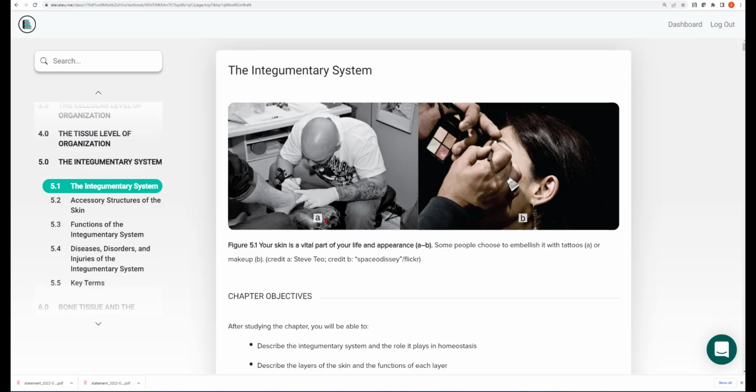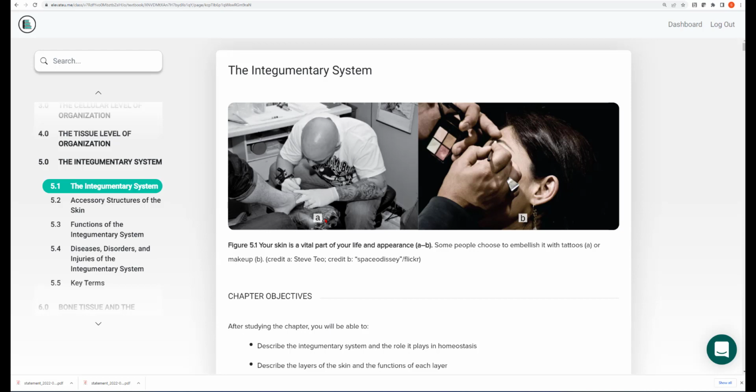Welcome to today's discussion on the integumentary system. This is chapter 5 in the Blossom textbook, and the integumentary system represents the first body system, the first organ system that we'll be covering.